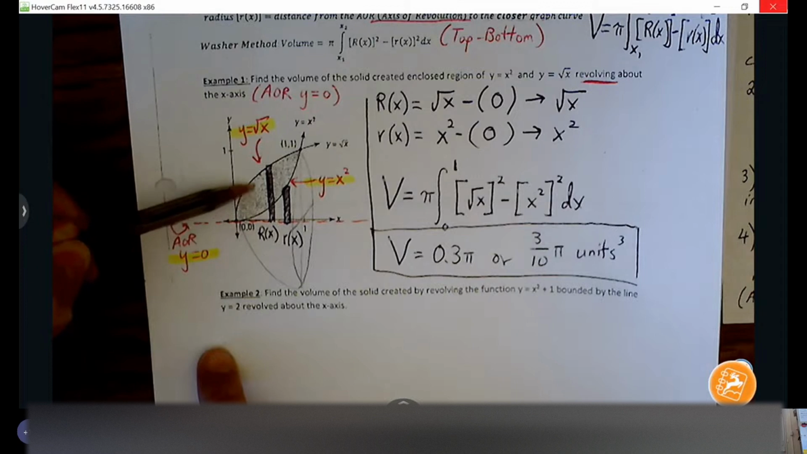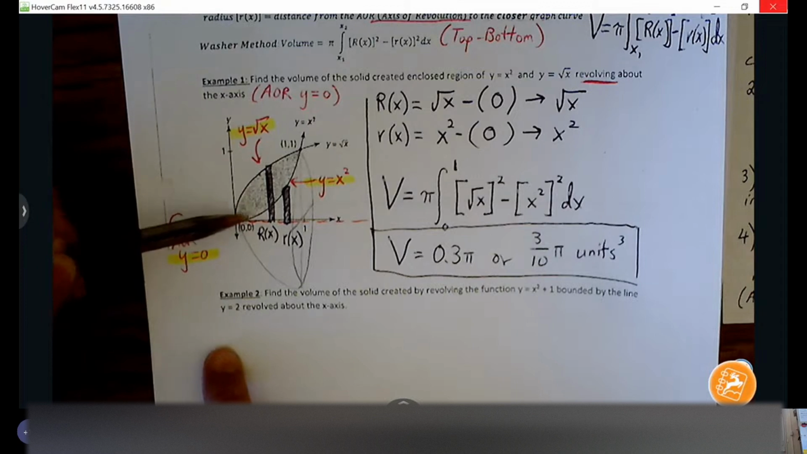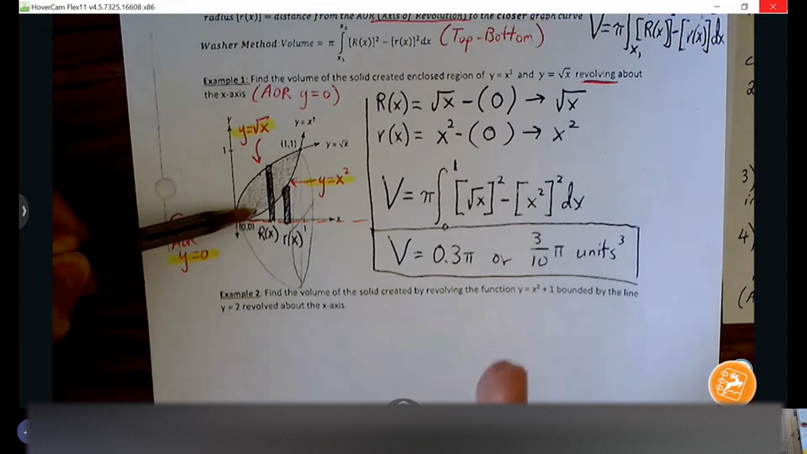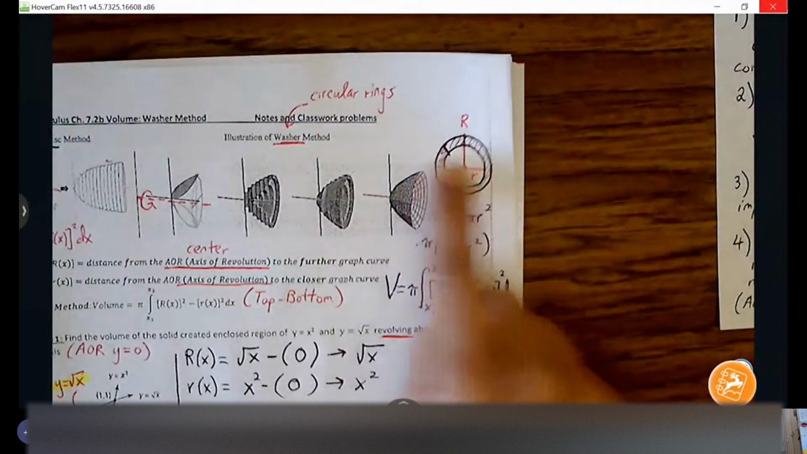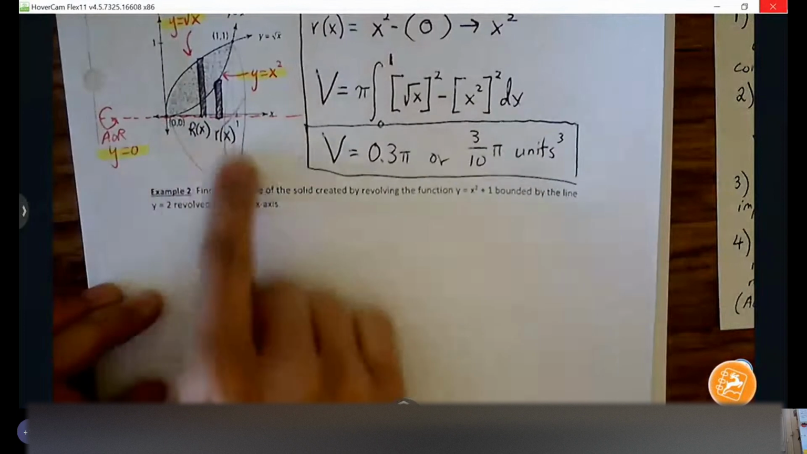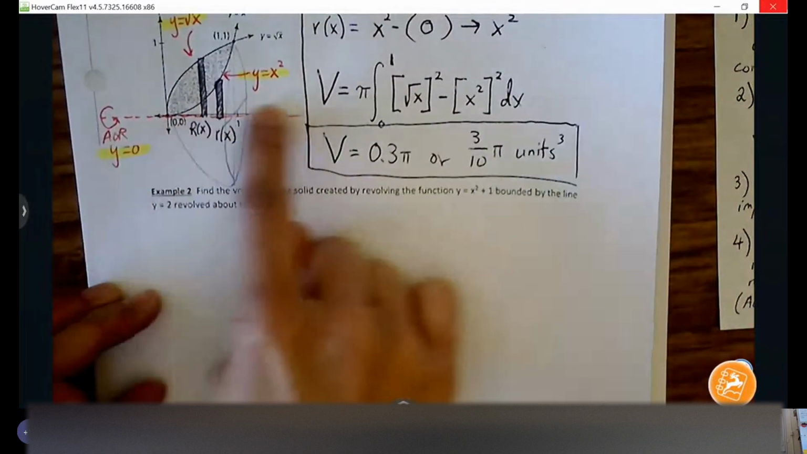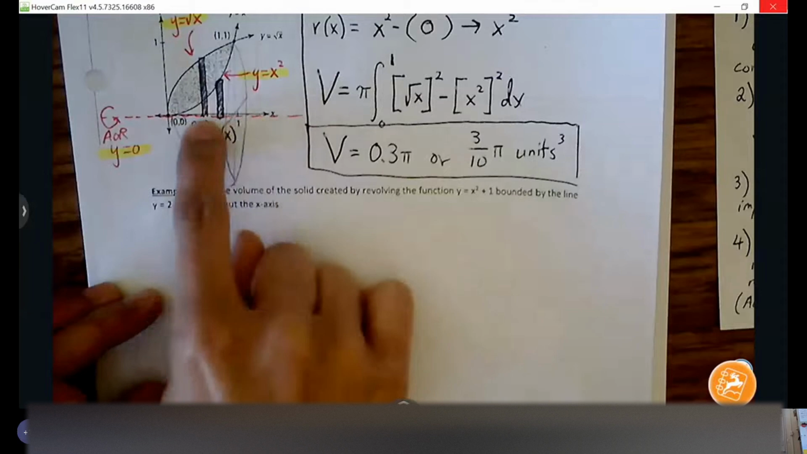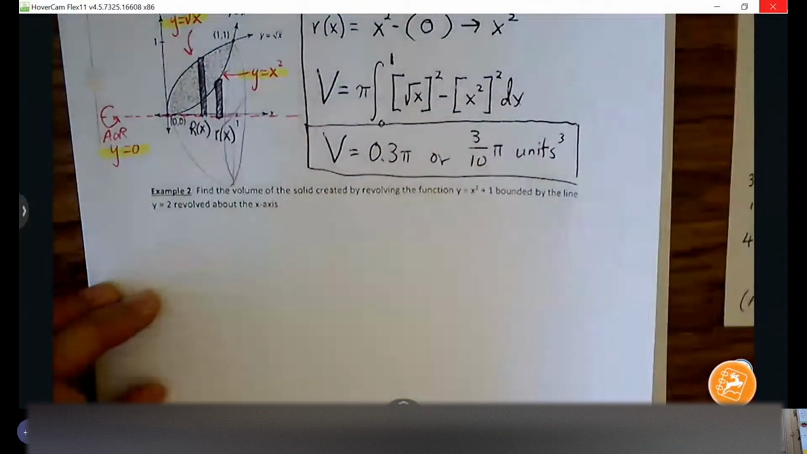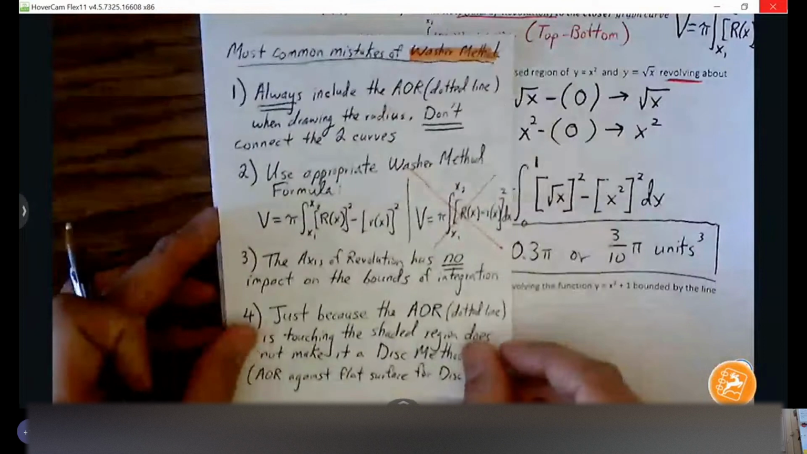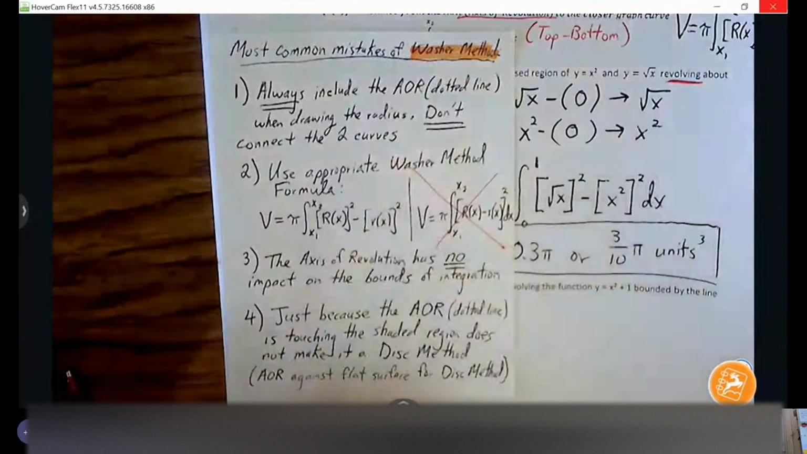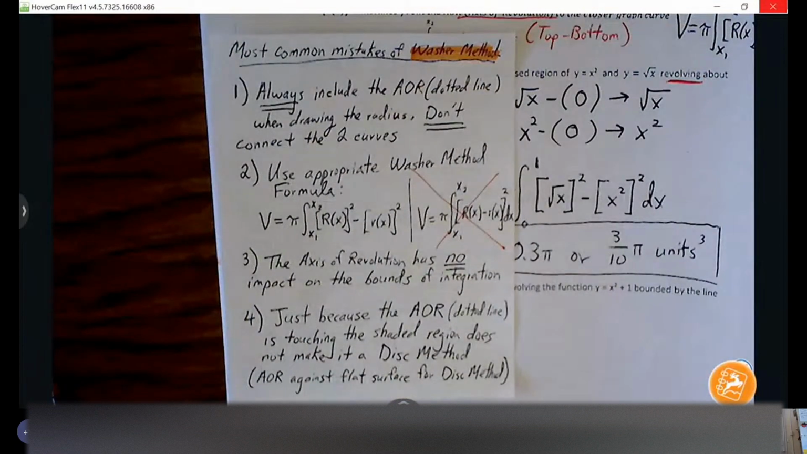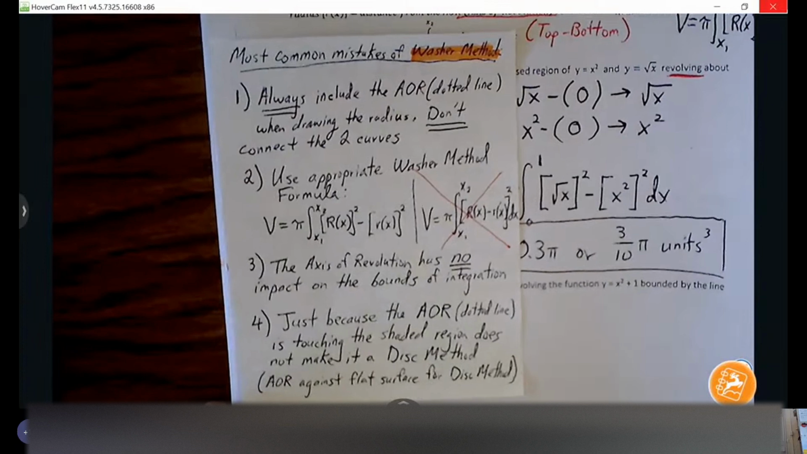Why is that? Because you're rotating, and this doesn't represent the true radius, because we're not dealing with the center. This is like connecting those two distances and calling it the radius. But if we can visualize ourselves creating a bottom portion, then we can visualize that truly we're looking at the center, and that's why we're extending that radius. So that's one issue that I see a lot of students make. Always include your axis of revolution when drawing the radius for washer method. Don't ever connect the two curves. That's never going to be your radius.